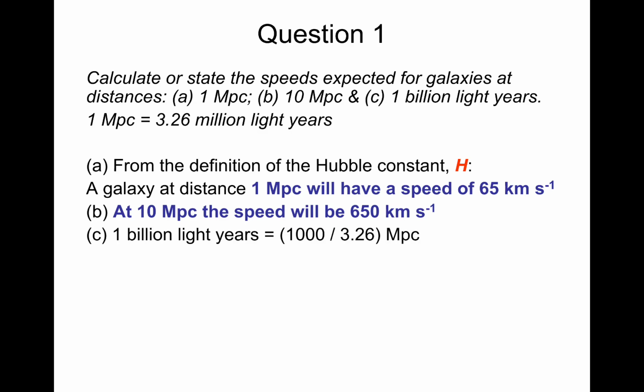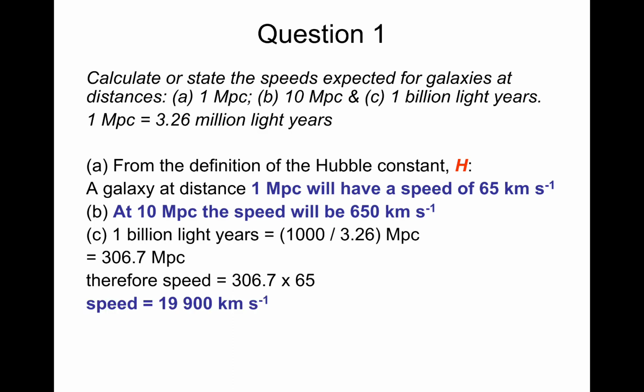And a billion light years, you have to do a billion divided by 3.26 million, so that gives us 306.7 megaparsecs. And then times that by the 65 kilometers per second per megaparsec. So that gives a speed of 19,900 kilometers per second.